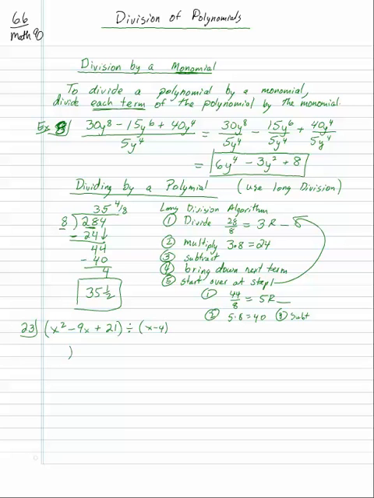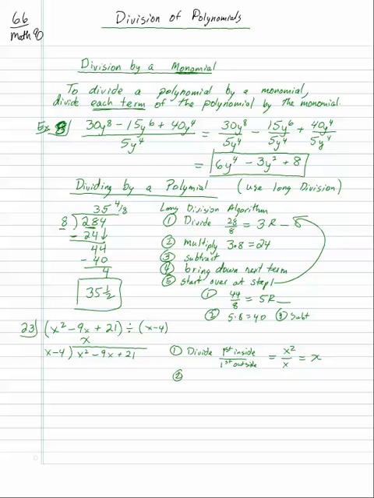Okay, so if we look at 23 here, we're going to put the x minus 4 outside, x squared minus 9x plus 21 inside. And my first step is I'm going to divide. Now what you do is you take the first term inside divided by the first term outside. So in this case it's going to be x squared divided by x. And we're going to write the answer right above the x squared.